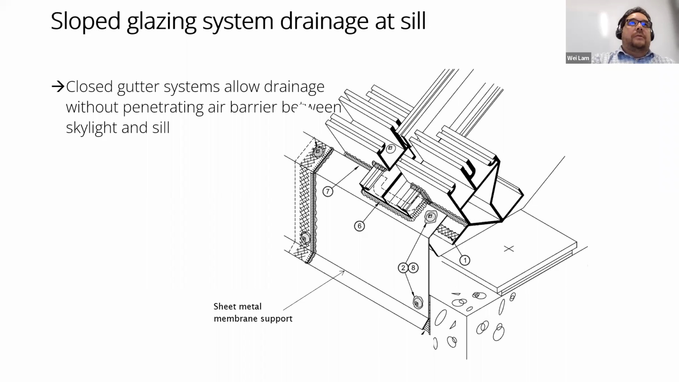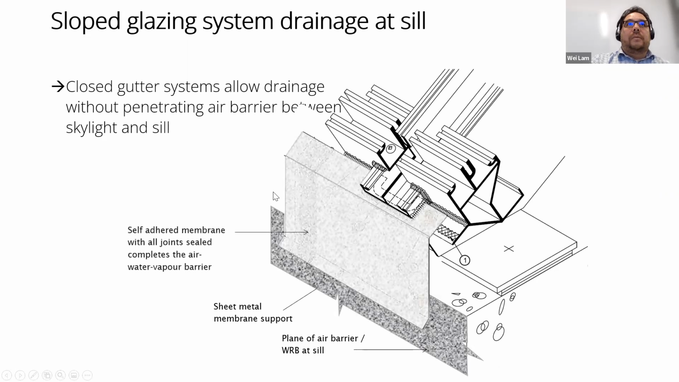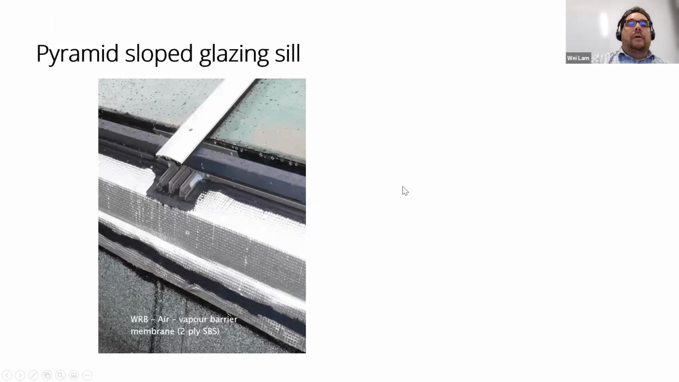So the closed gutter system allows drainage without penetrating the air barrier between the sill and skylight. And so we saw this drawing earlier, just to refresh. Any water coming into the sill, rather coming into the purlins here, is directed into that channel of the vertical rafter, and then outside of the system.